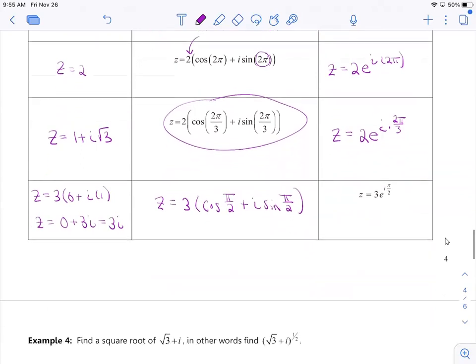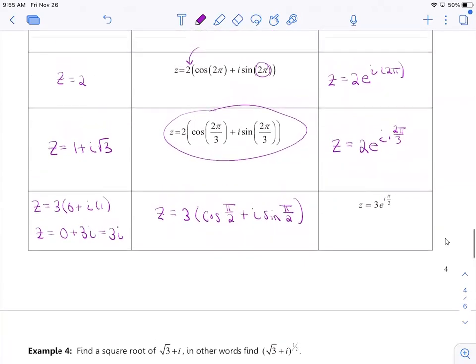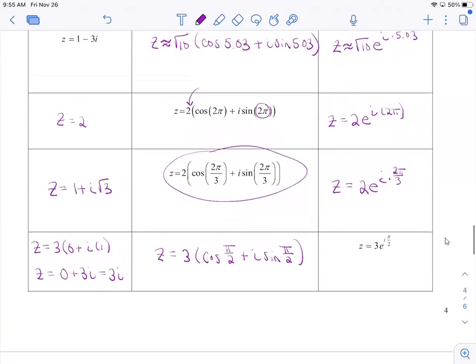And then in our last video, or a couple of last videos, we're going to actually take some roots of these complex numbers.